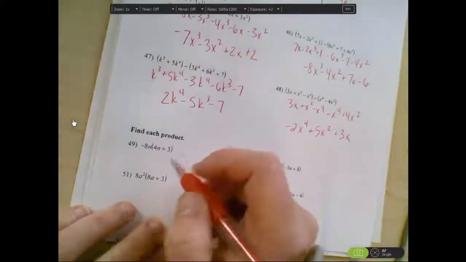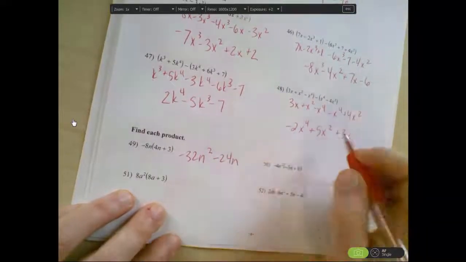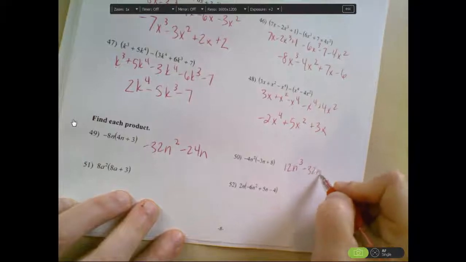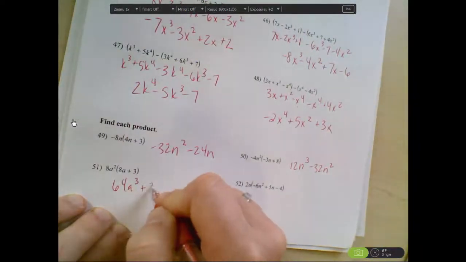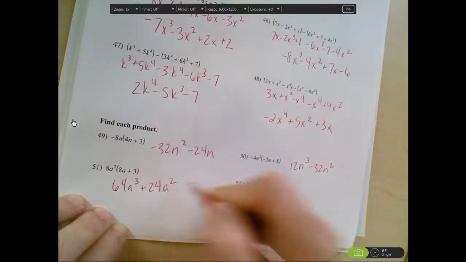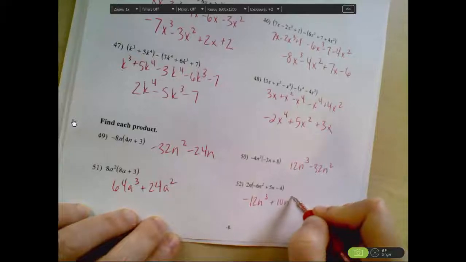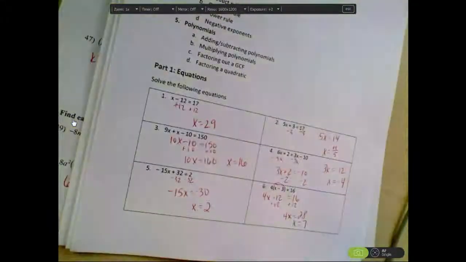Now we're just distributing. Negative 32n squared minus 24n. Positive 12n cubed minus 32n squared. 64a to the 3rd plus 24a squared. Negative 12n cubed plus 10n squared minus 8n. That is it for your final exam review.